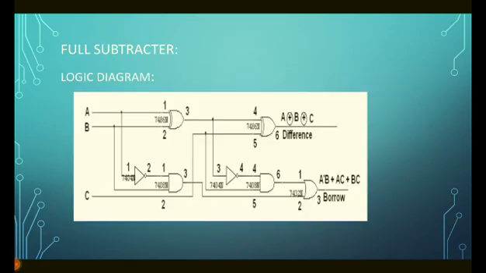And this is the logical diagram for full subtractor. Here we have totally 3 inputs and 2 outputs, and we use here 2 XOR gates, 2 NOT gates, 2 AND gates and 1 OR gate.